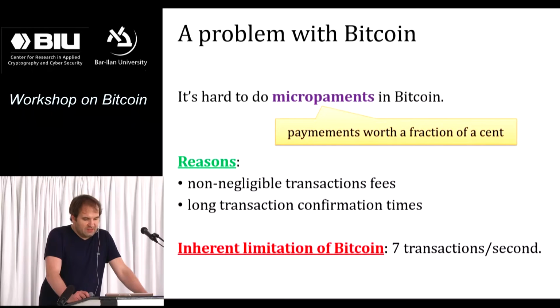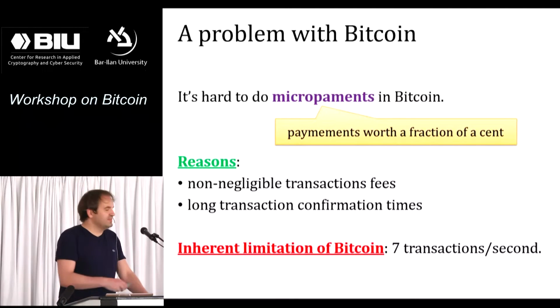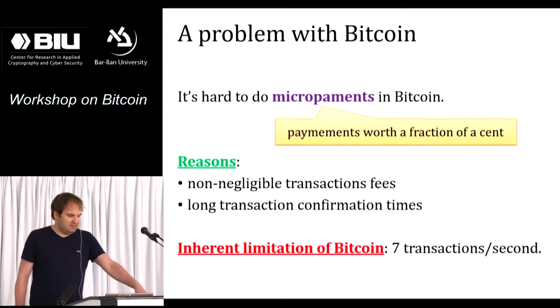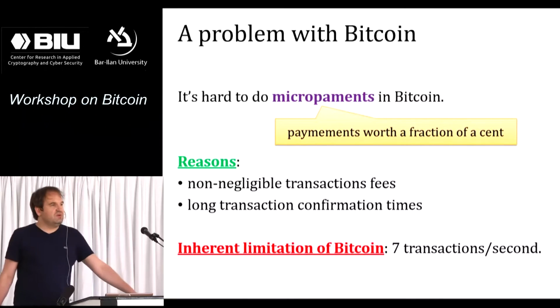Also, you have this inherent limitation of about 7 transactions per second, that's not good. We should have some way of quickly paying with Bitcoin without waiting much and with paying zero or negligible fees. And Bitcoin is not good for this. It's unlikely that anything like Bitcoin will actually work for it. Ethereum has a 12 second confirmation time.